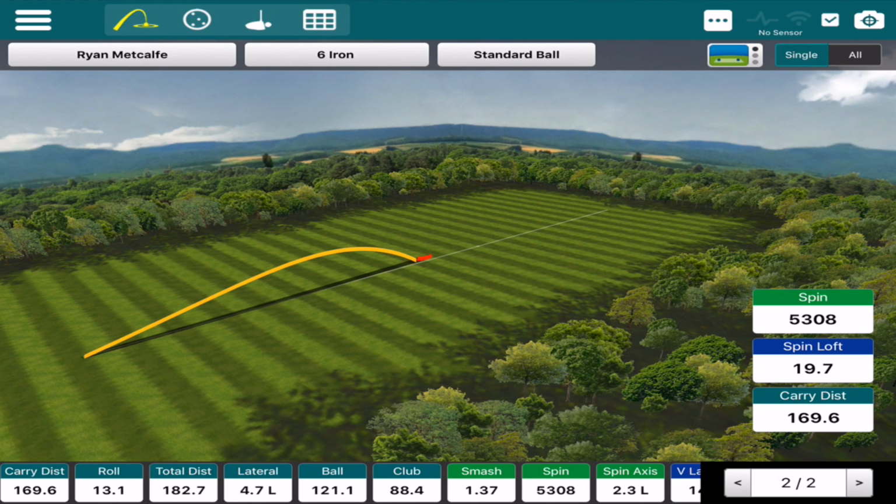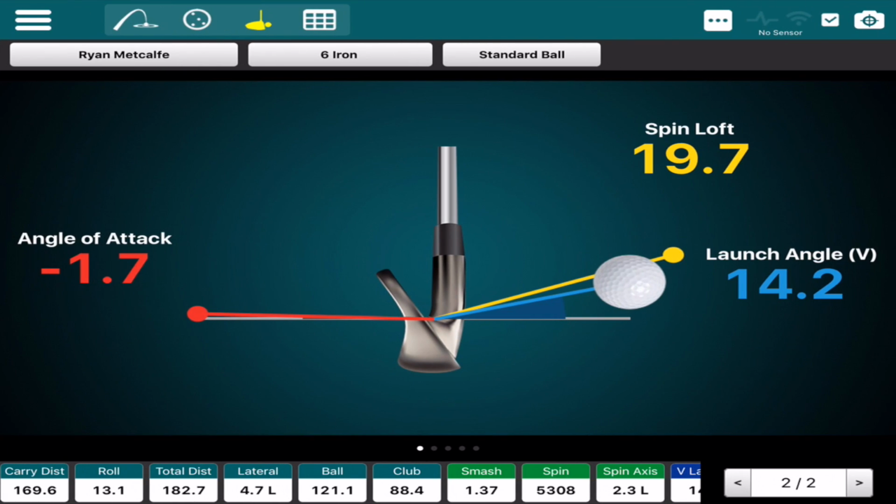That's going to give you a lower launch because the loft on the club is going to be lower. And it's going to give you a lower spin rate because there's going to be a lower spin loft. What really surprised me with these two shots, if we go back into the club view, was the angle of attack. The shot that had the lower launch and the lower spin also had the lowest angle of attack. So I didn't hit down more on the ball to get it to go lower.